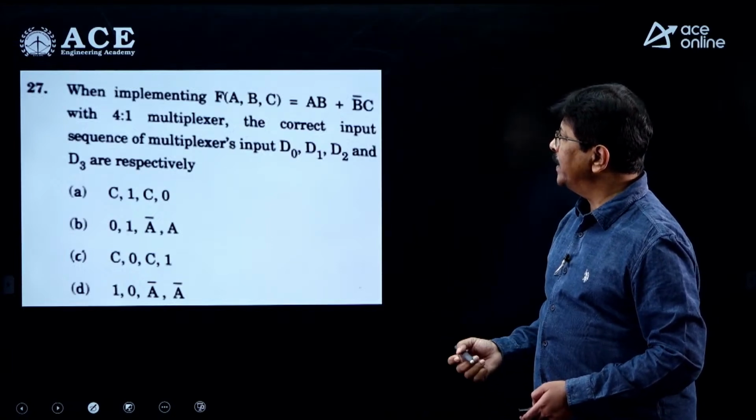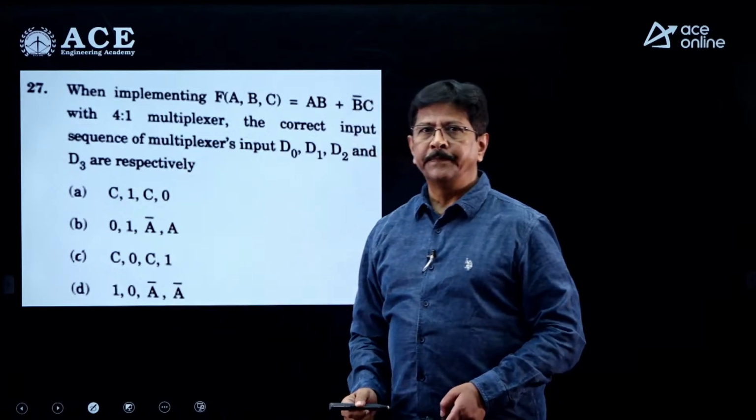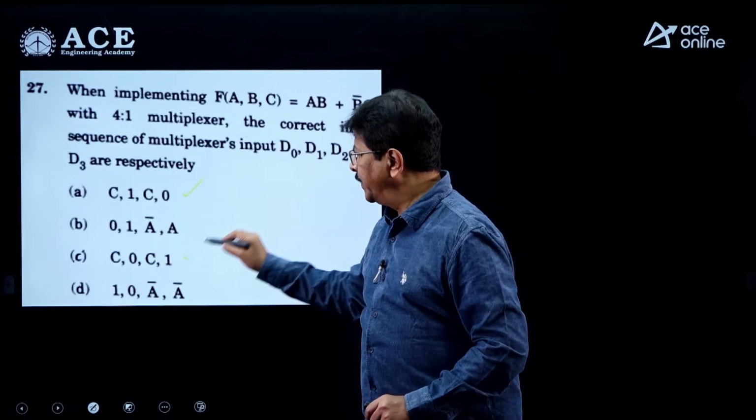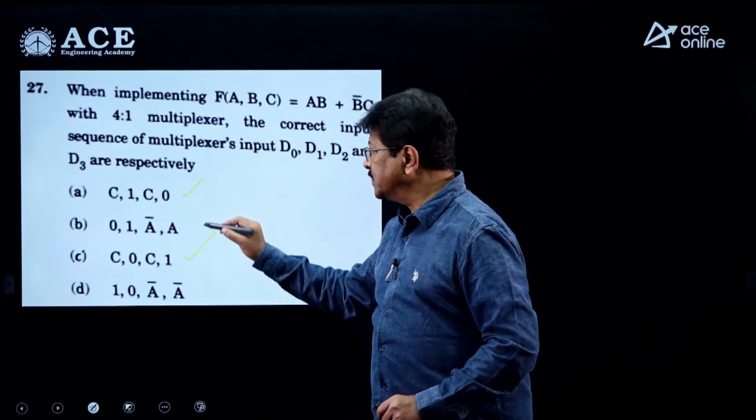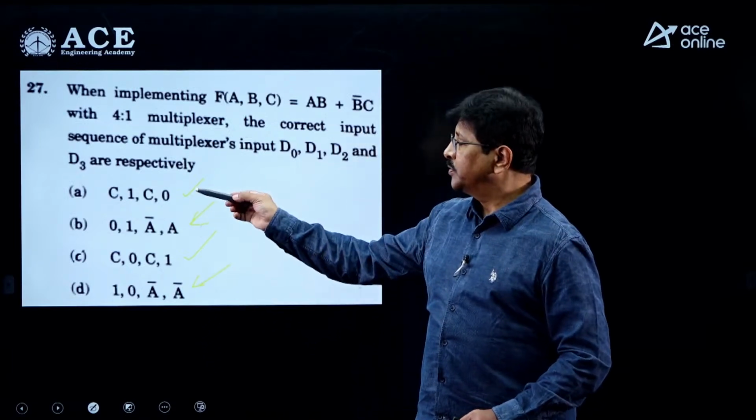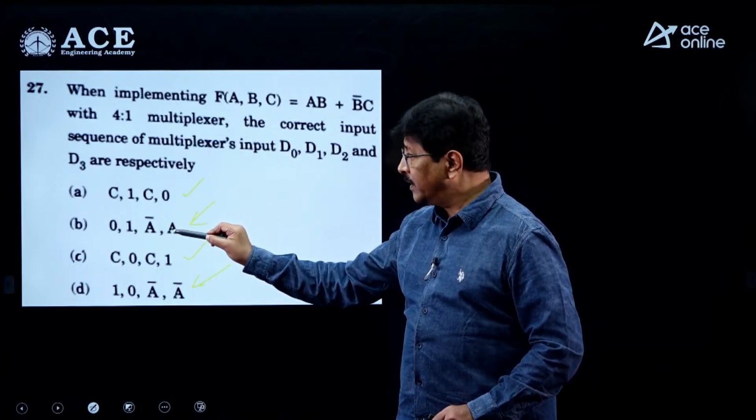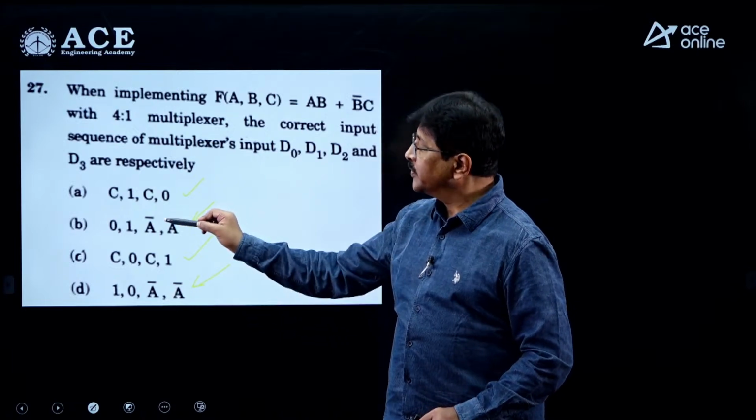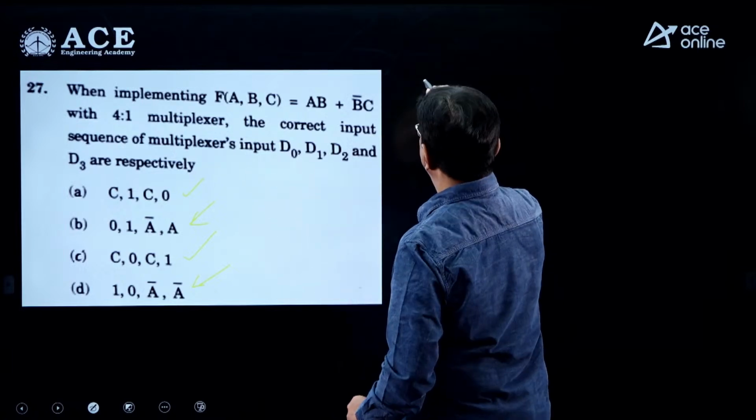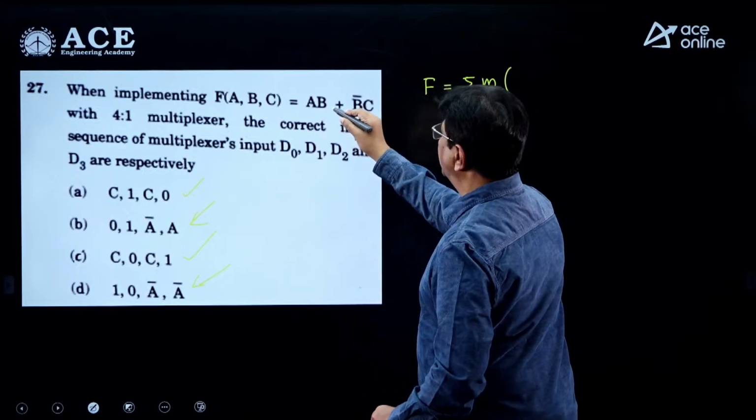Fine. So here he has given an expression, and then which of the following statements are correct? You can observe the inputs are sometimes connected to C here, but in other options it is connected to A. That means you have to choose A and B as selection lines in some options, and in other options you have to choose B and C as selection lines. So first convert them into min terms. If you convert this into min terms, it is going to become 6 and 7.